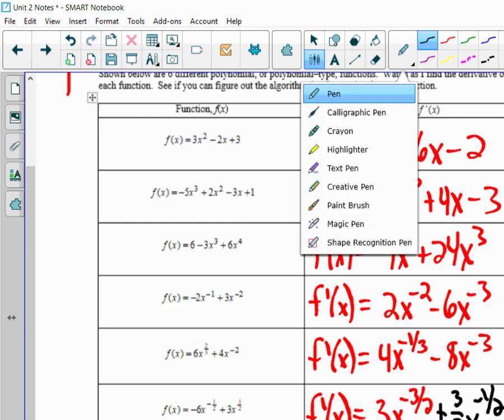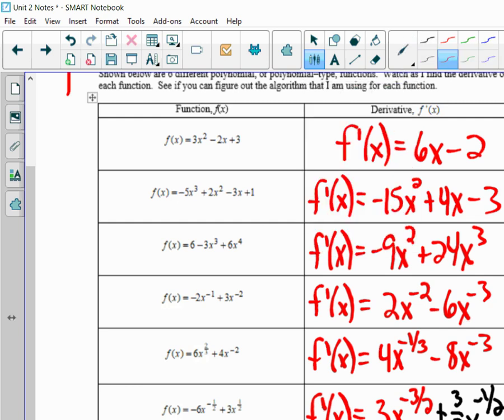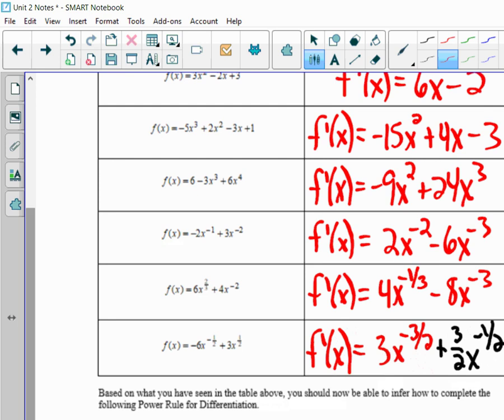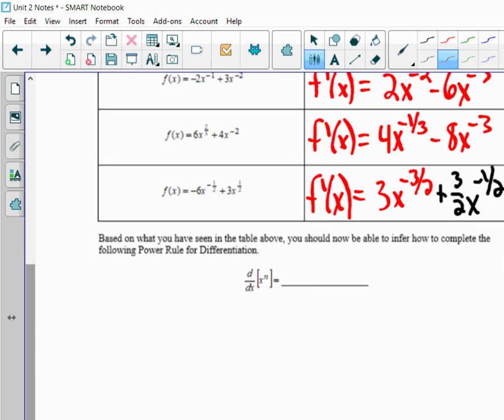Okay? So this is a really important rule. It's called the power rule. So the constant rule says the derivative of a constant function is 0. But the power rule says, based on what you've seen, you should now be able to infer what's happening. When we have x to a power, we bring the power down front, and then we subtract 1 from the exponent. Okay, so maybe we should talk about this symbol here. D over dx means take the derivative.